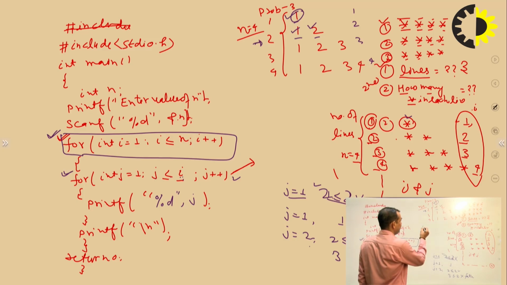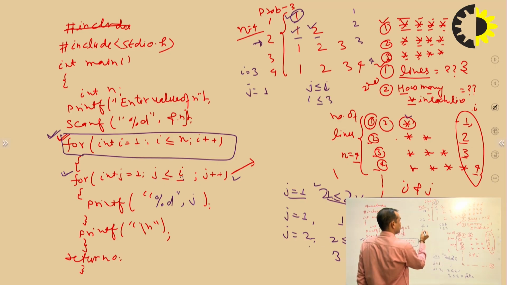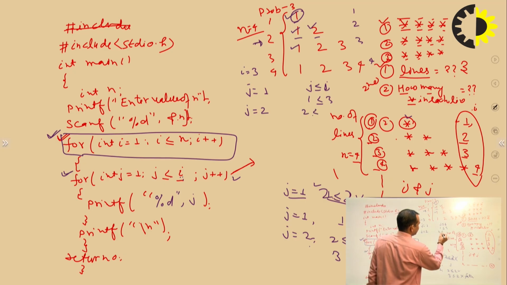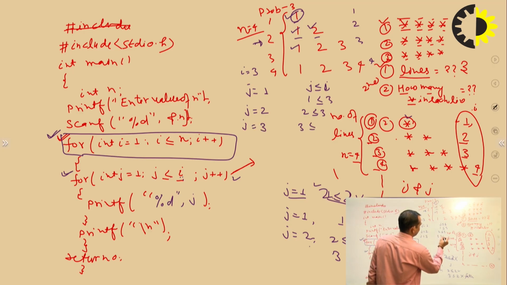The third time, when i equal to 3, how many times will j execute? j equal to 1, because j is less than or equal to i: 1 is less than or equal to 3, the condition is true, so it prints 1. The second time it executes for j equal to 2. What is the condition? 2 is less than or equal to 3, true. The third time it executes for j equal to 3, and 3 is less than or equal to 3.